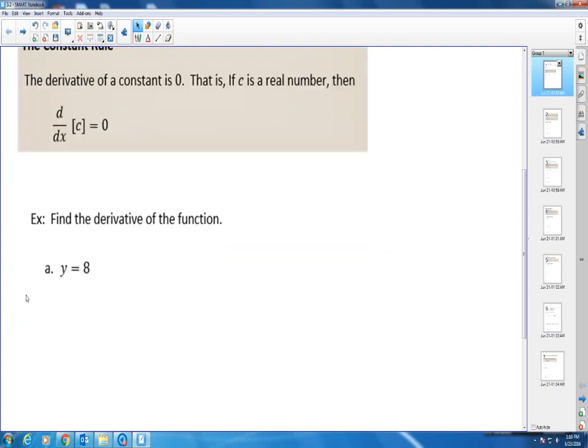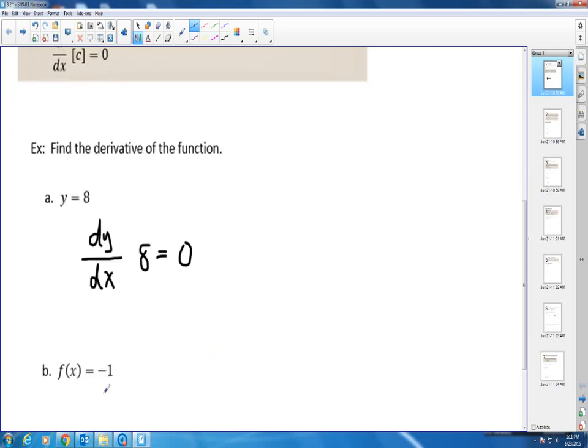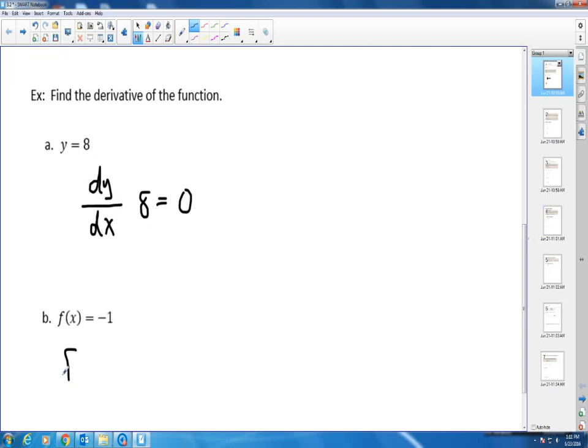For example, if I have a function y equal to 8, the way I will write it is by saying the derivative of y with respect to x of my 8. This is the way I will write it. And when I do it, the derivative of any constant, the answer will be 0. If I have a function f of x equal to -1, I can write it as f prime of x of my -1, so that my answer will be 0.